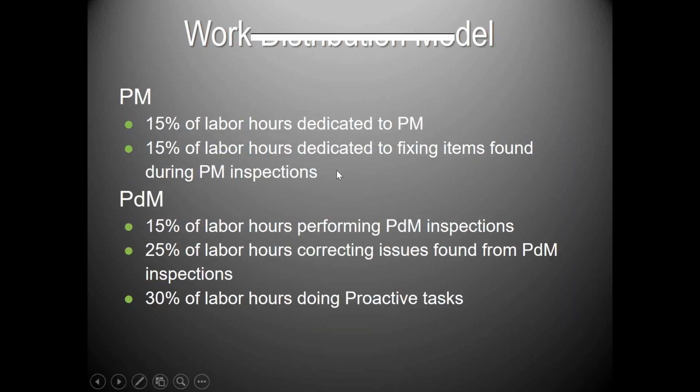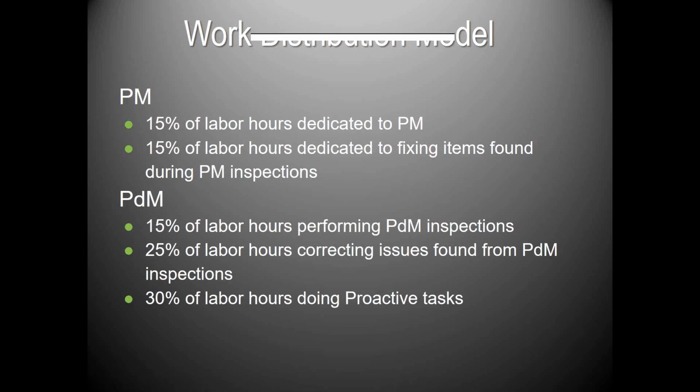Look at this work distribution model. 15% of your labor hours should be dedicated to doing PMs. 15% of your labor hours dedicated to fixing items found during PM inspections. But look down here, 15% of your labor hours should be performing PdM inspections, and 25% of your labor hours correcting issues found from PdM inspections, which means we should be finding more things with PdMs than we find with PMs. And then it says 30% of our labor hours doing proactive tasks.